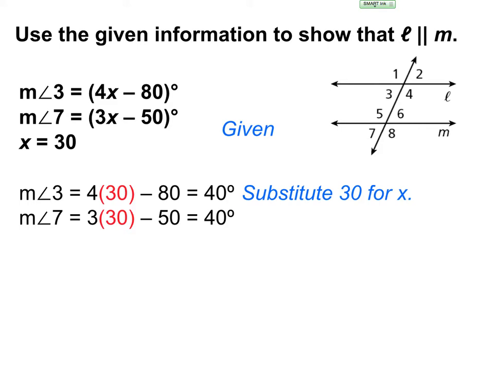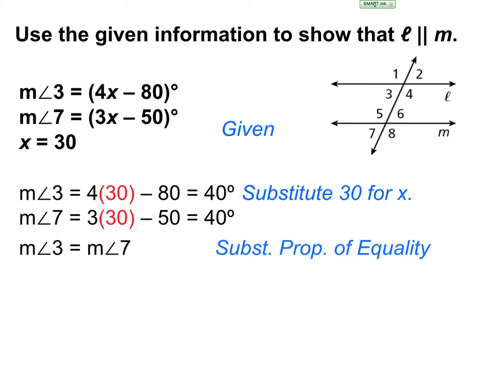So if I'm gonna show you that measure of angle 3 equals measure of angle 7, what am I gonna support it by? What's gonna support that? Measure of angle 3 is 40 degrees. Measure of angle 7 is 40 degrees. I want to say measure of angle 3 equals measure of angle 7. That's substitution. Substitution property of equality. We're taking out a 40 degree and putting the other name of the angle that's equal to 40 degree in its place.